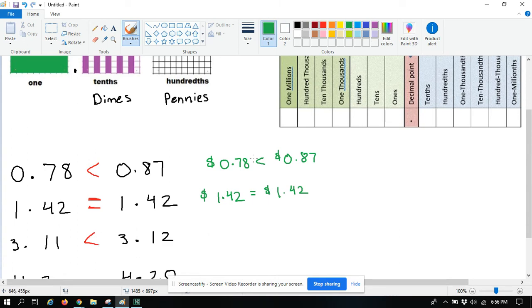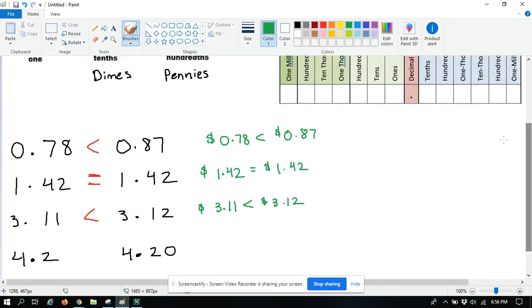Let me represent that in the form of money. So $3.11 is less than $3.12. If I have time, I'll write these as fractions, but I don't know if I'll have time in this recording. Now, the last one can tend to be the trickiest one.